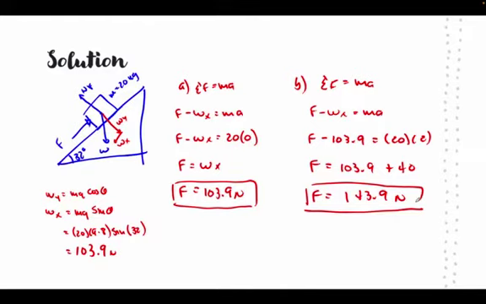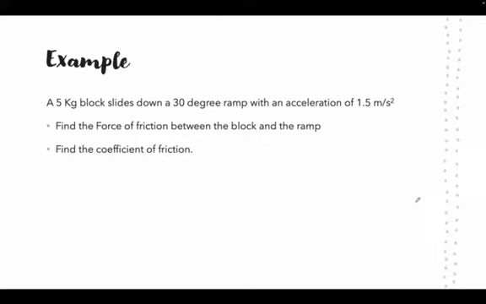All right, let's look at another example. In this next example, we have a 5 kilogram block sliding down a 30-degree ramp with an acceleration of 1.5 meters per second squared. Pause the video here, take a couple of minutes, and see if you can come up with an answer for this.